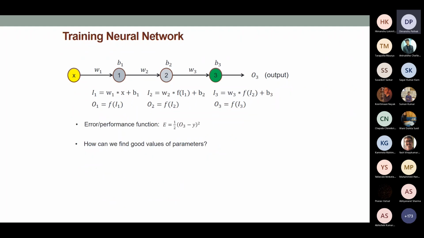Now the question is, how can we find good values of these parameters? Simply by gradient descent, because I have to minimize this error function with respect to the parameters. Here I have 6 parameters, the W's and B's. We have already seen that we can apply gradient descent to minimize this value. At least we can find a local minimum.